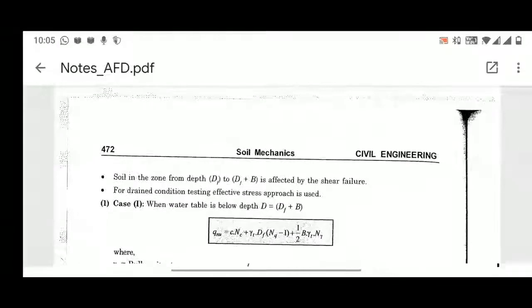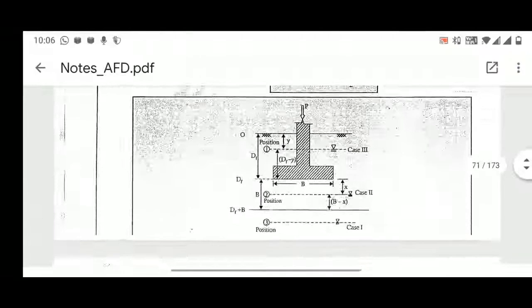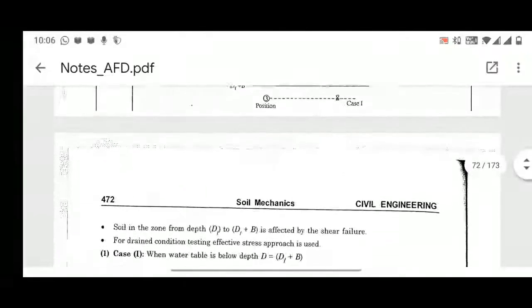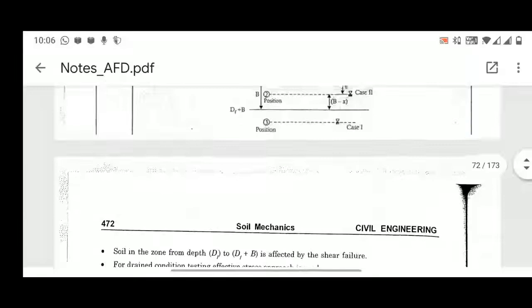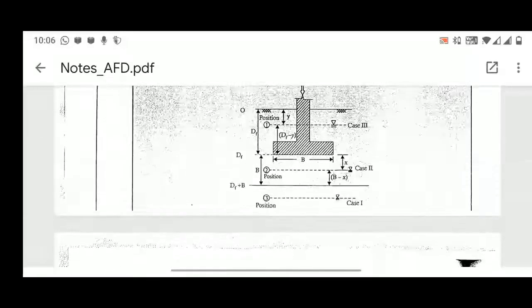Now what they are saying: soil in the zone from depth Df to Df plus B is affected by shear failure. Now you can see the soil that is there between the depth of foundation Df and Df plus B. So within this region, that is case 2, the soil will be affected by shear failure. Now for the drained condition, the effective stress approach is used, right?